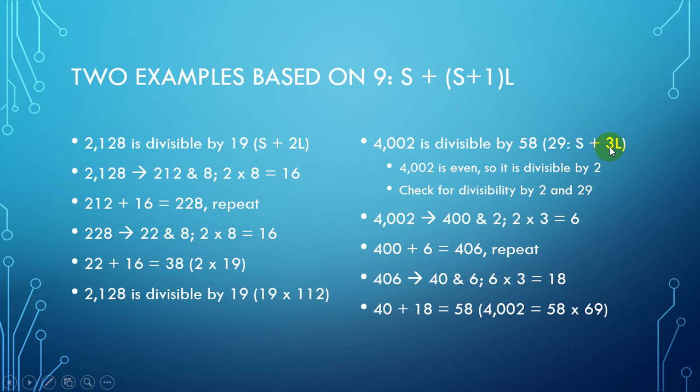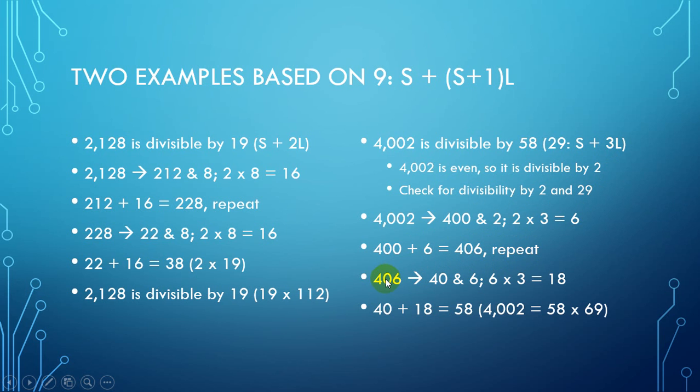Check for divisibility by 29. So this is your rule, s plus 3l. So you break 4,002 into 402 and 2. So 2 separate numbers there. You take the 2 and multiply it by 3, and then you add it. So 2 times 3 would give you 6, and so you add that to 400, gives you 406.